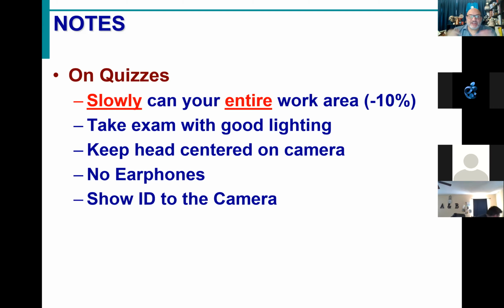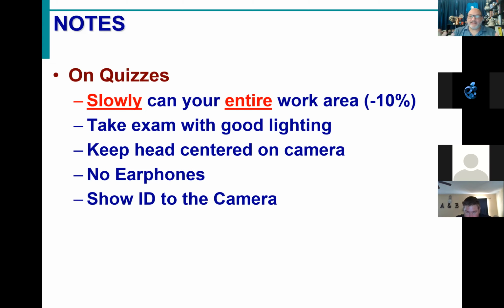Again, I appreciate the awkwardness of having to take this at home, and I appreciate that many of you have families and roommates and pets and all sorts of other things that can be distracting. And so I know some people have expressed a desire to be able to use noise canceling earphones or something like that during the exam to limit the distractions. But unfortunately, there is no way for me to know what you're listening to. And so because of that, you are not allowed to wear earphones during the exam.